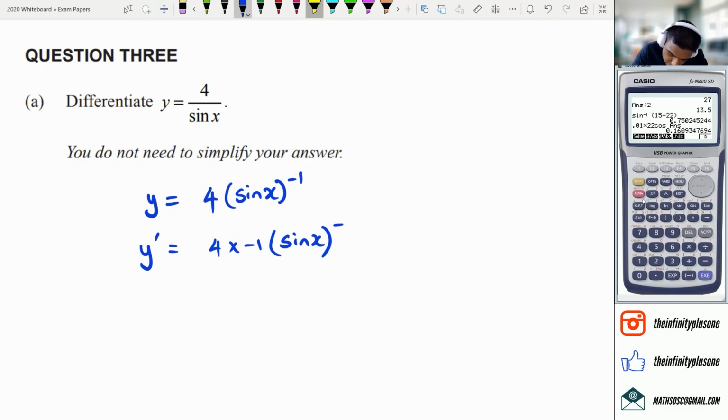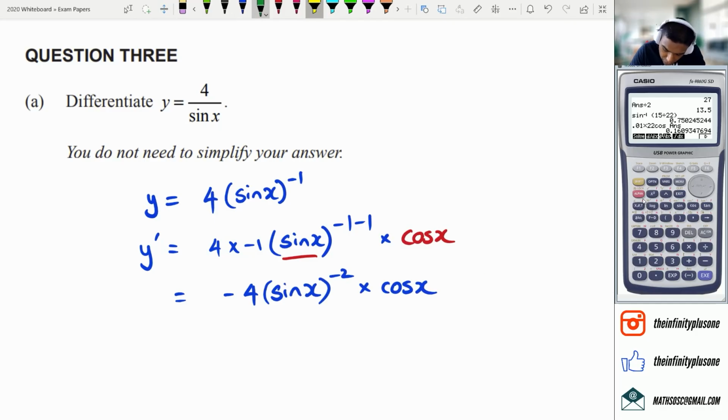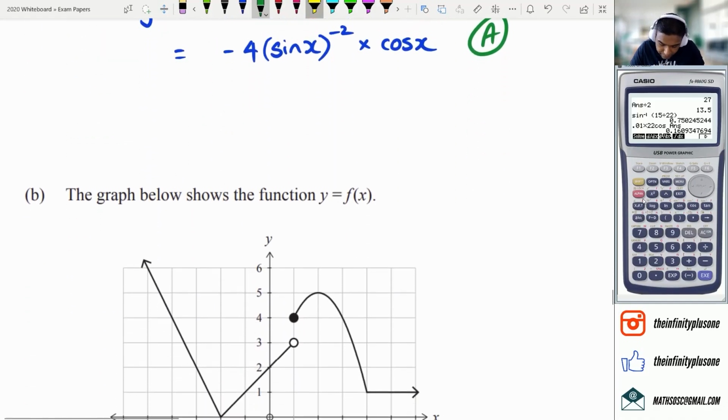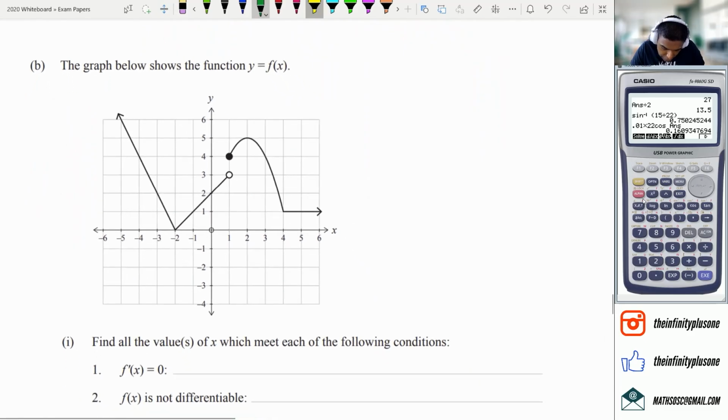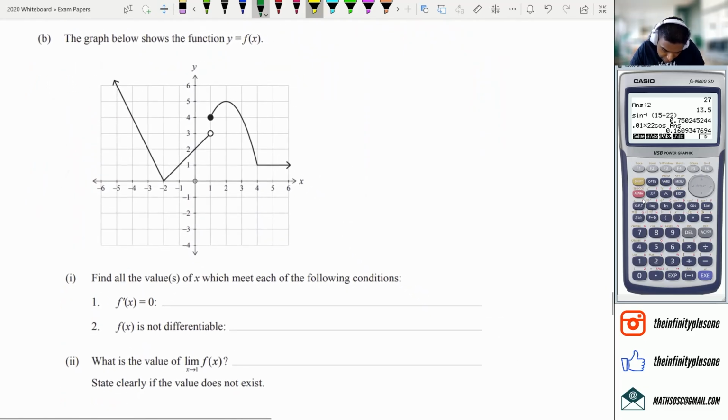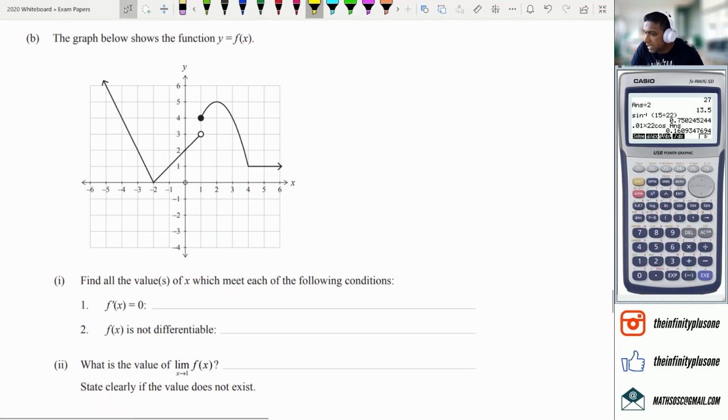-1 minus 1 is -2. Or you can leave it like this and multiply it by differentiation of sine x, which happens to be cos x. So simplifying this, if you want to, is -4 sine x to the power of -2 multiplied by cos x. So this question here gets you an achieved. And we go to the next question, question B.